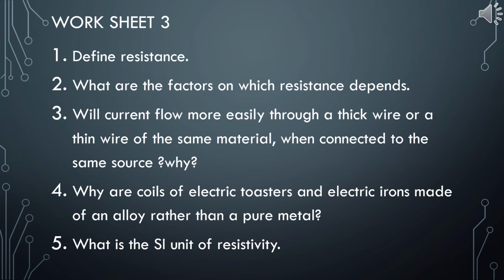Worksheet 3, which has 5 questions. First one, define resistance. Second one, what are the factors on which resistance depends? Third one, will current flow more easily through a thick wire or a thin wire of the same material when connected to the same source, and why? And the fourth one, why are coils of electric toasters and electric irons made of an alloy rather than a pure metal? And the fifth one, what is the SI unit of resistivity? This is about worksheet 3.